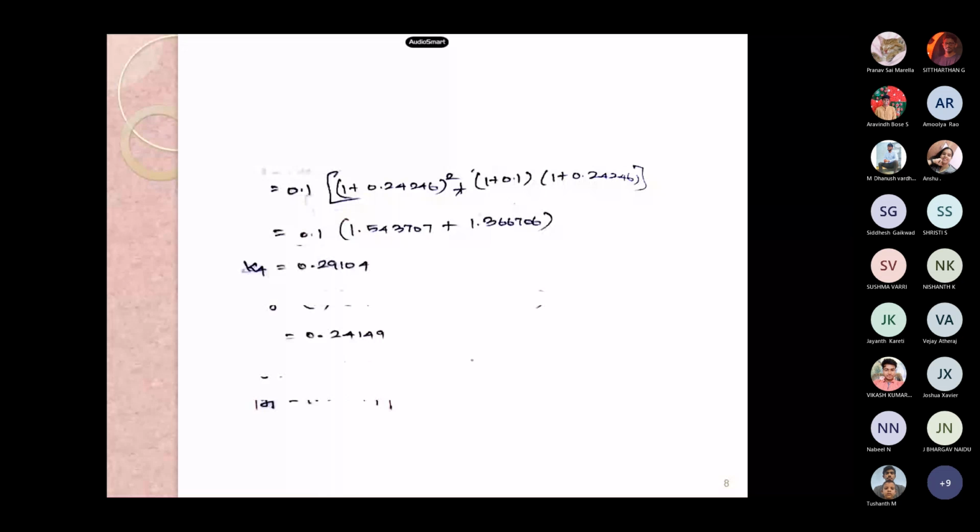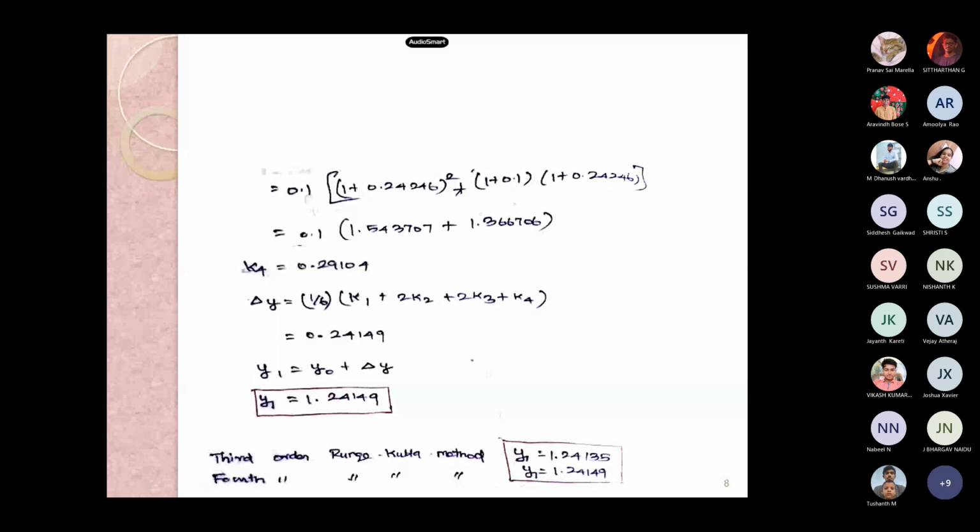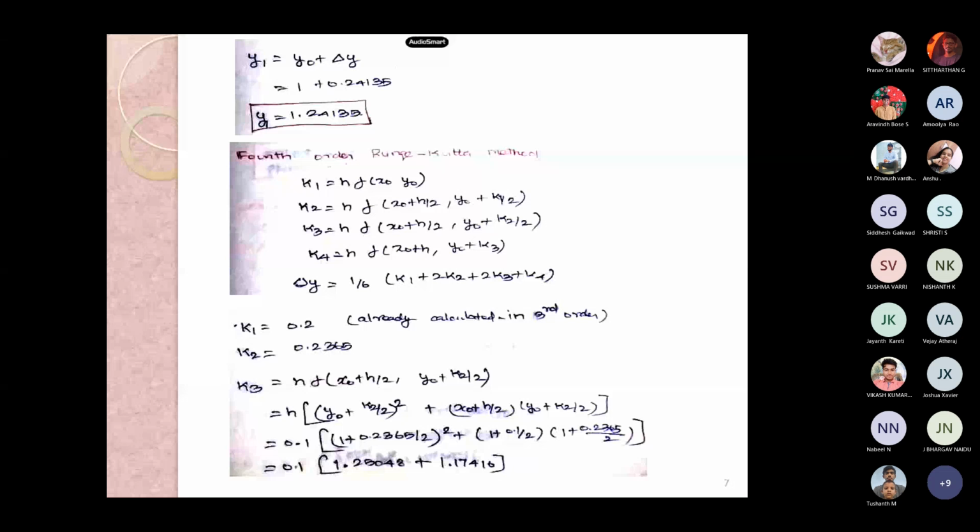Can someone please try to calculate the value of k3? Here k4 is detailed; I think I have presented it somewhere. Can someone please try to find the value of k3? Arvind, tell me the value. Calculate the value of k3.